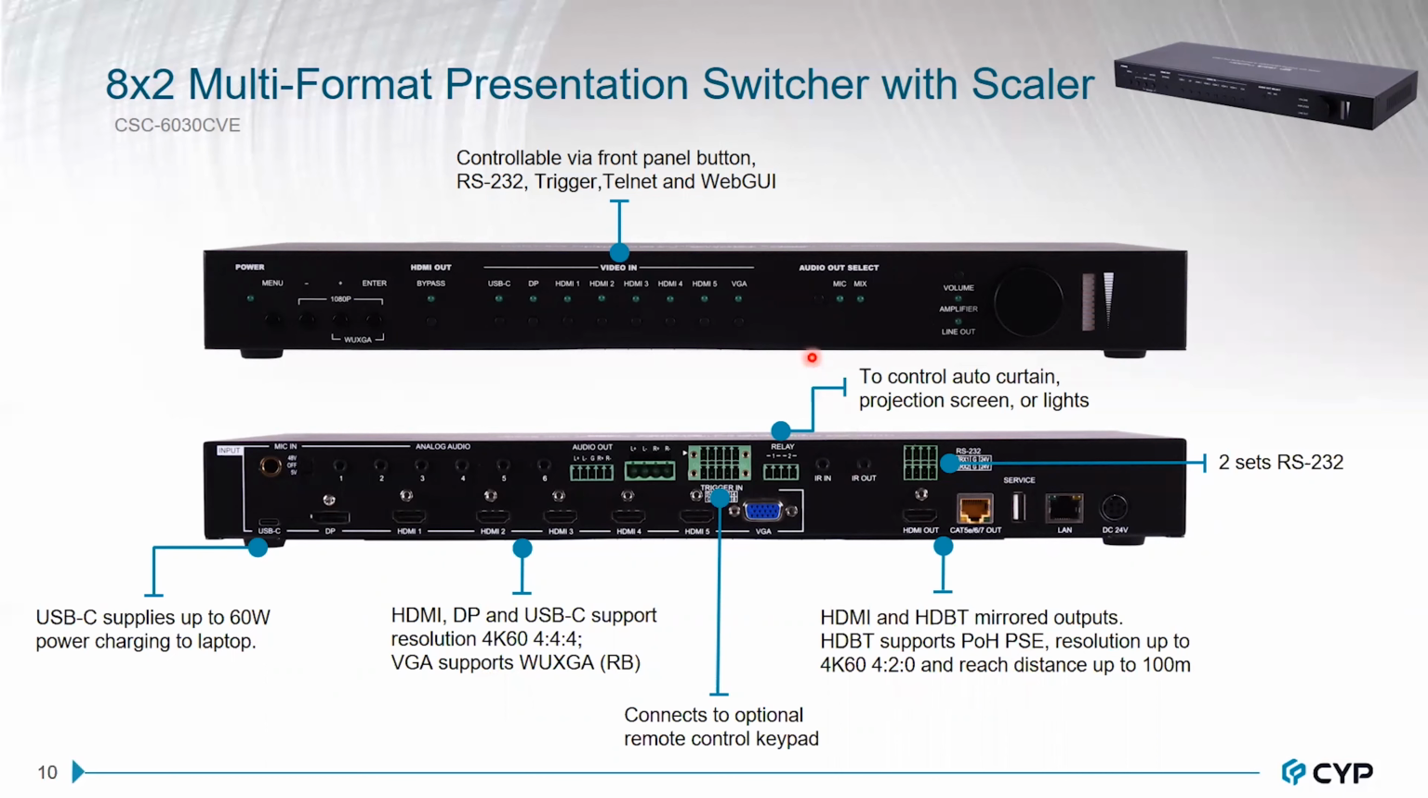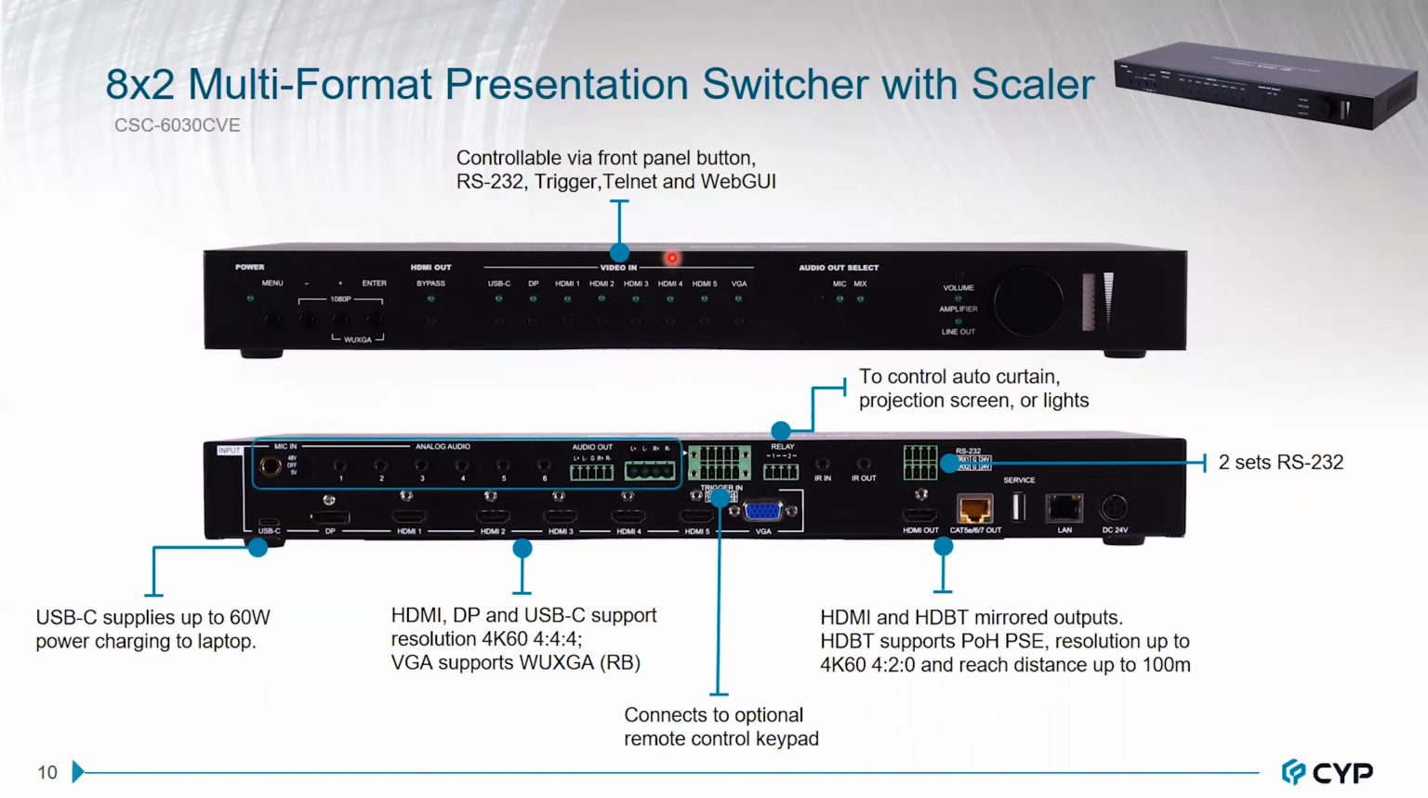The user can connect the unit to the optional trigger control keypad to control the auto curtain, projection screen, or light through the relay. And there are 2 sets of RS-232, one for controlling the unit and the other one for remote control of a connected HDBaseT device. The input source can be selected through the front panel button, or through the RS-232, trigger, telnet or web GUI.